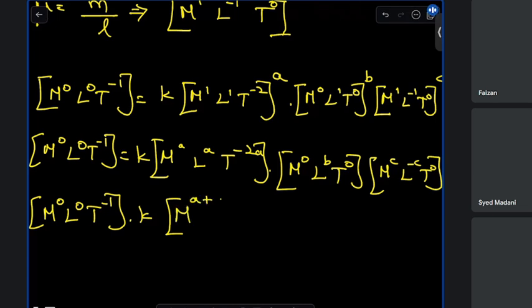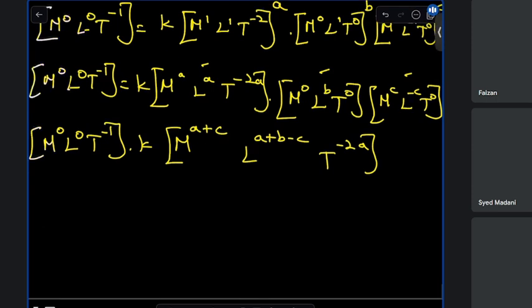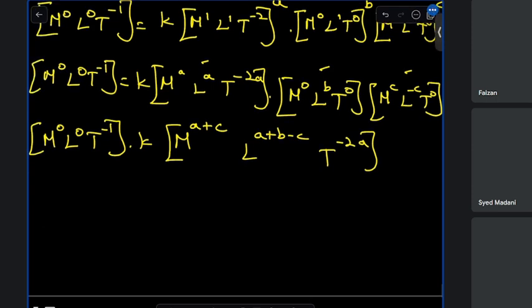So M to the power a plus c, L to the power a plus b minus c. Check, a plus b minus c. T is left, T to the power only minus 2a. Why? Others are 0. Now what are we supposed to do? Bases are same, equal to sign in between, so we equate the powers.